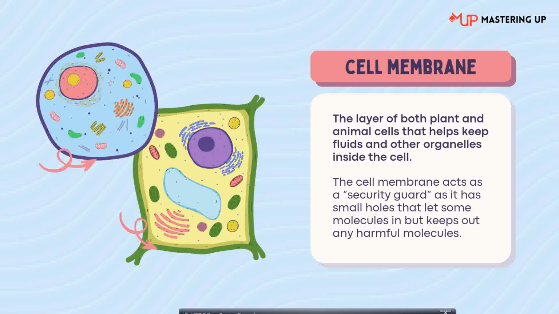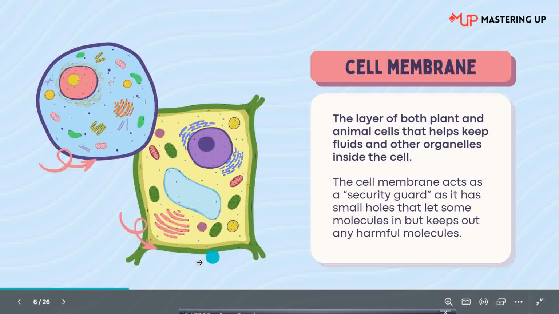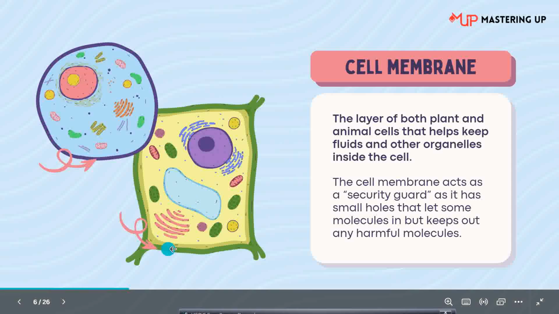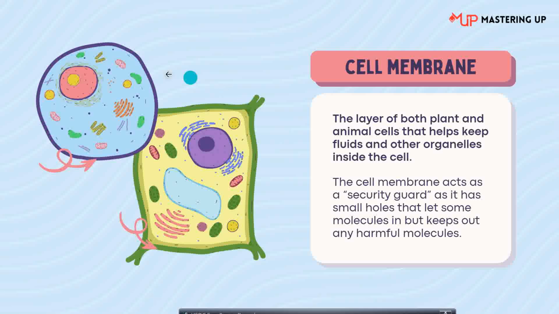So the cell membrane is present in both plant and animal cells. See here, this is the plant cell, which we have shown in green, and this one is the animal cell. First, the cell membrane: this dark green part is the cell membrane in the plant cell, and this dark blue part is the cell membrane of the animal cell. It is the layer of both plant and animal cells that helps keep the fluids and other organelles inside the cell.